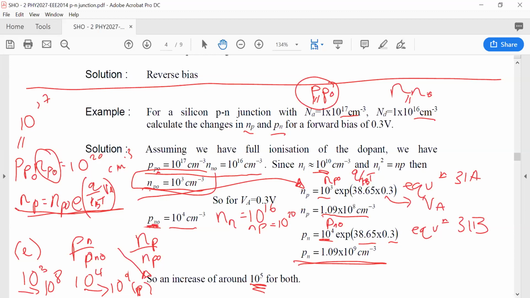In the next section, we're going to go on to use these values in order to calculate the current flow, because we've already shown there's a diffusion gradient.